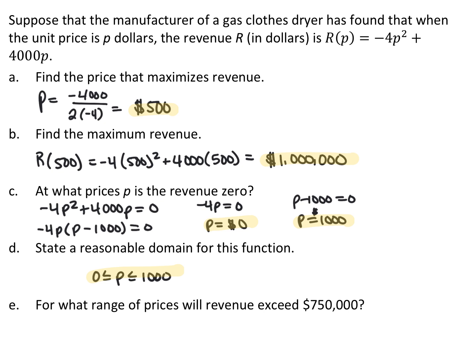So then for part C, I set our revenue function equal to 0 and factored. I took out a -4P and then times P minus 1,000, and I set each equal to 0, and I got P to be 0 and P to be 1,000. So then for the reasonable domain, I would want everything in between that because I don't want to have a negative price or a negative revenue. So 0 is less than or equal to P is less than or equal to 1,000.